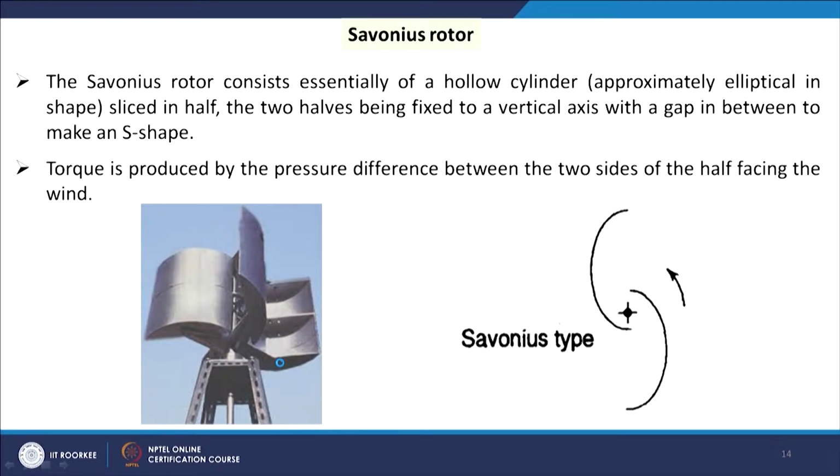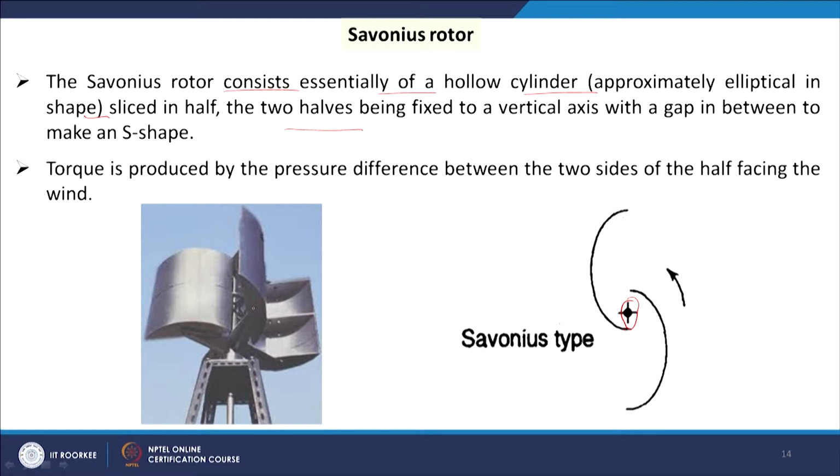This type of rotor is used, Savonius rotor. So, here we see one S type of structure is formed. It consists essentially of a hollow cylinder, approximately elliptical in shape, sliced in half, the two halves being fixed. So, this is one half of the hollow cylinder, two parts connected here. This is our rotor, and these are the blades. As a whole, it is called Savonius rotor. The torque is produced by the pressure difference between the two sides of the half facing the wind.